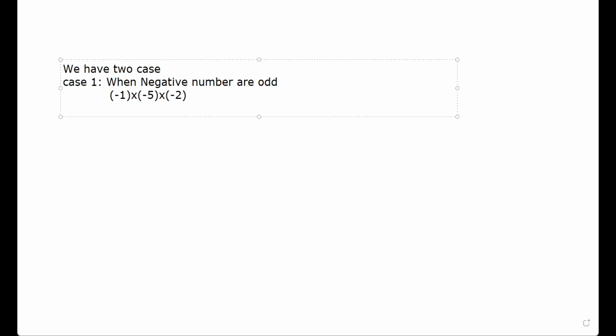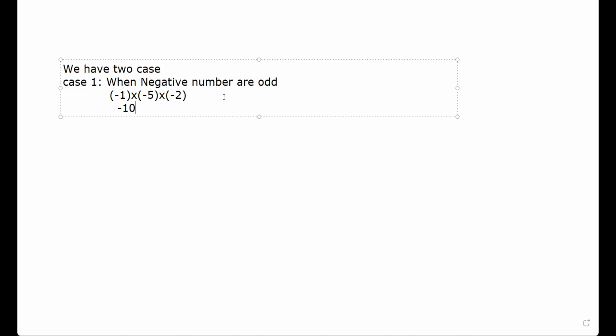So whenever the count of negative integers is odd, always remember that the sign will be negative. So you will easily say that this will be a negative number, and you have to multiply the product in the same way. 1 into 5 will become 5, and 5 into 2 becomes 10. So it will become -10. You can remember this thing in that way only.